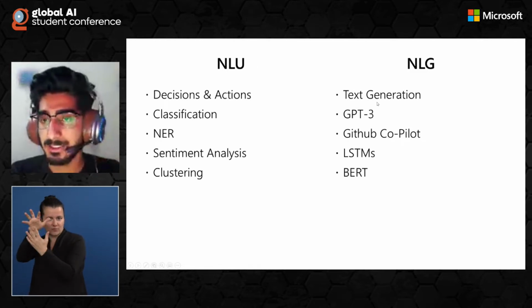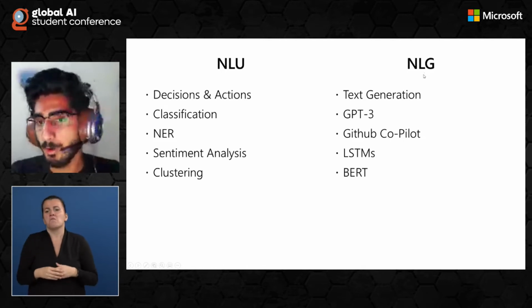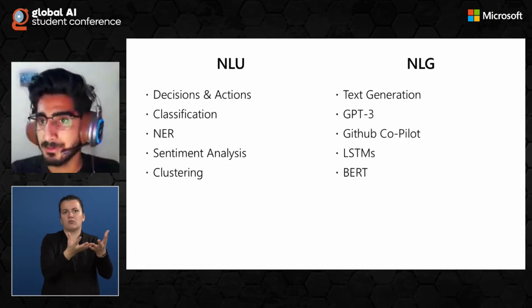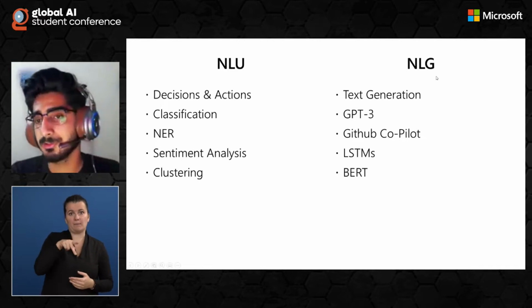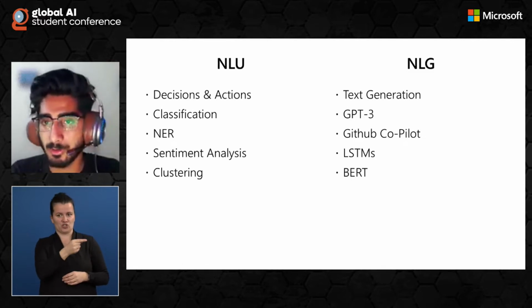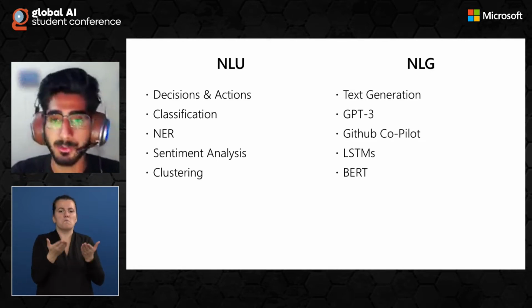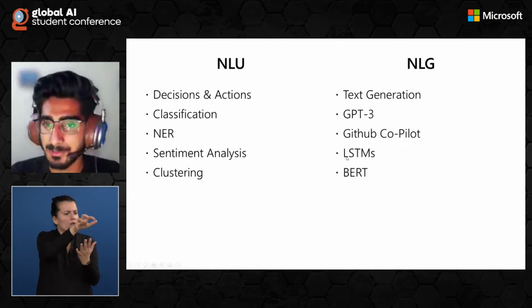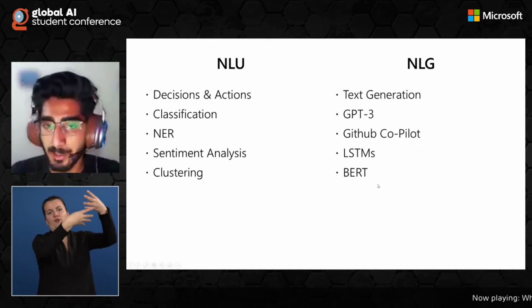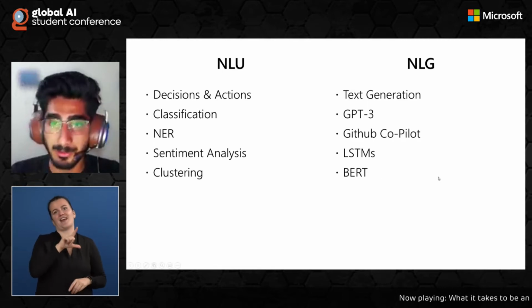And when you're dealing with text generation, like whenever you're generating something, you all might have heard about GPT-3 or GitHub Copilot. That comes under the domain of NLG because you're just providing your model instructions on what to do, and your model will generate the entire text for you. Some of the prominent examples are LSTMs and BERT. BERT is really prominent in the industry right now, and I really recommend you guys to look into BERT.